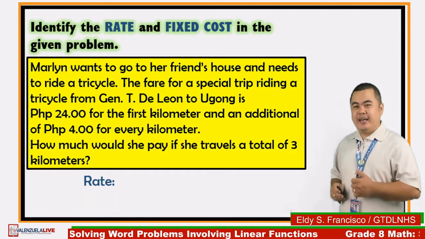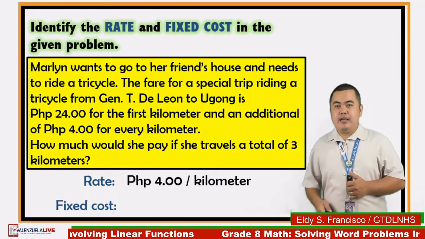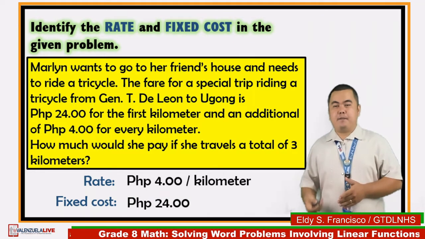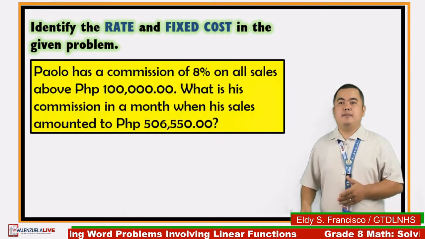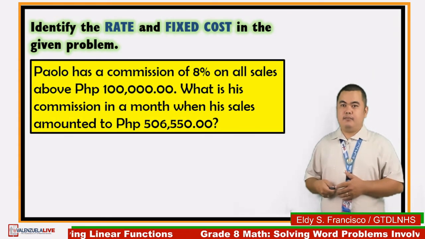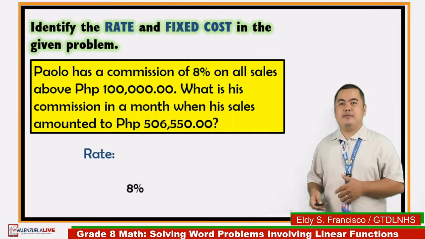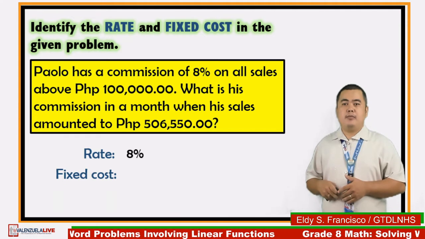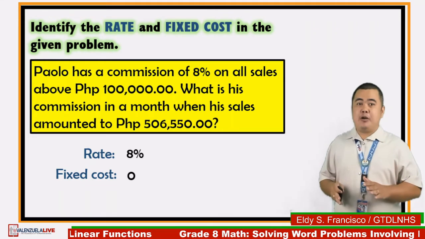Yes? Okay. That is 4 pesos per kilometer. And obviously, the fixed cost in this problem is 24 pesos. Last problem. Let us have this problem. Which do you think is the rate? Very good. That is 8%. And how about the fixed cost? Thank you. The fixed cost is 0. There is no fixed cost in this problem.